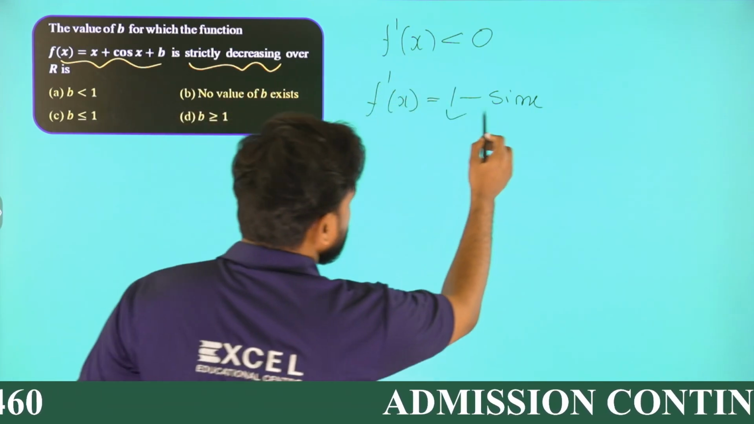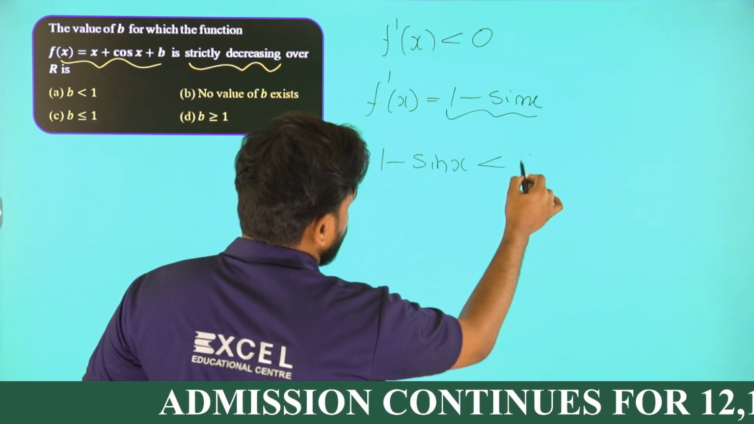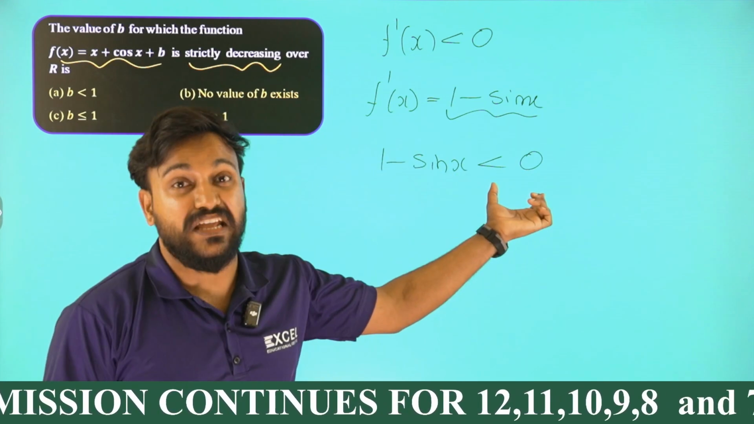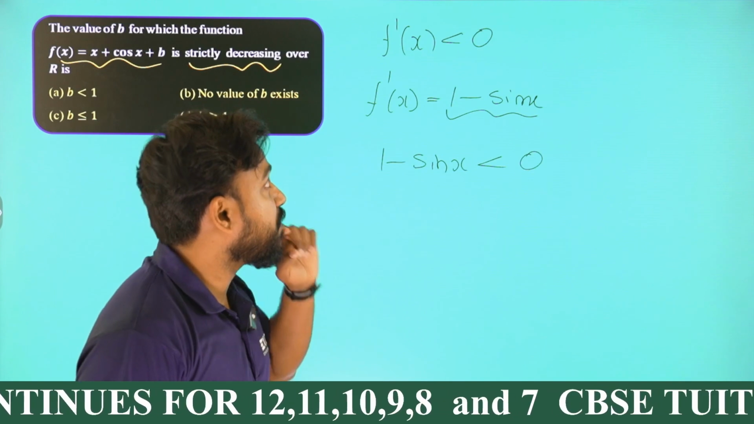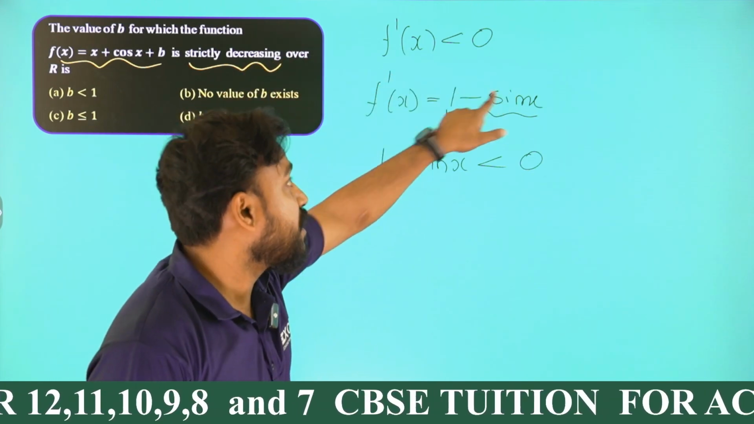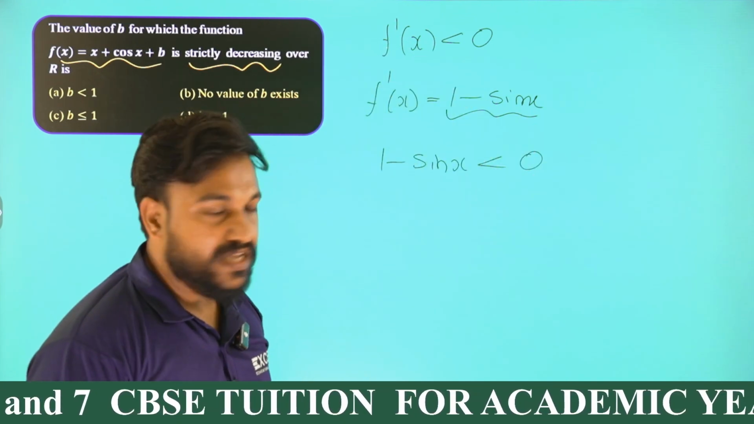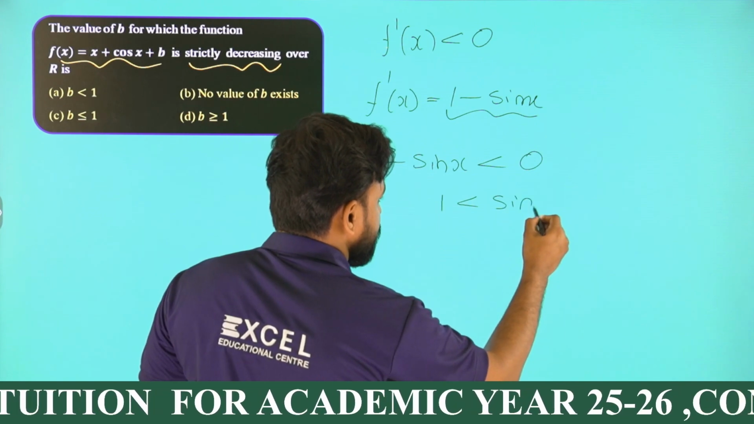f dash of x is this, so we have to write 1 minus sin x is less than 0. At that value of x, this inequality will be satisfied. I think you understood how I got this inequality, because they ask for decreasing only if f dash of x is less than 0. f dash of x is 1 minus sin x, so 1 minus sin x is less than 0. So I'm going to take this sin x to that side: 1 is less than sin x.